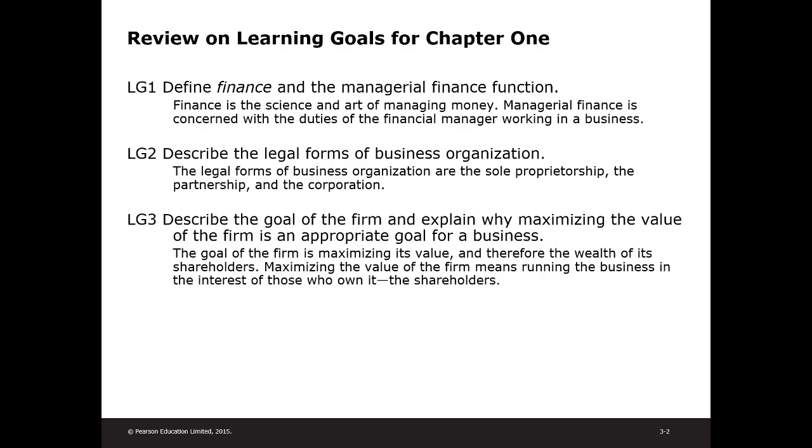The next goal of this chapter is to describe the goal of the firm and explain why maximizing the value of the firm is an appropriate goal for a business. As we know, the goal of the firm is to maximize its value and maximize the wealth of its shareholders. So maximizing the value of the firm means running the business in the interest of those who own it, which are the shareholders.